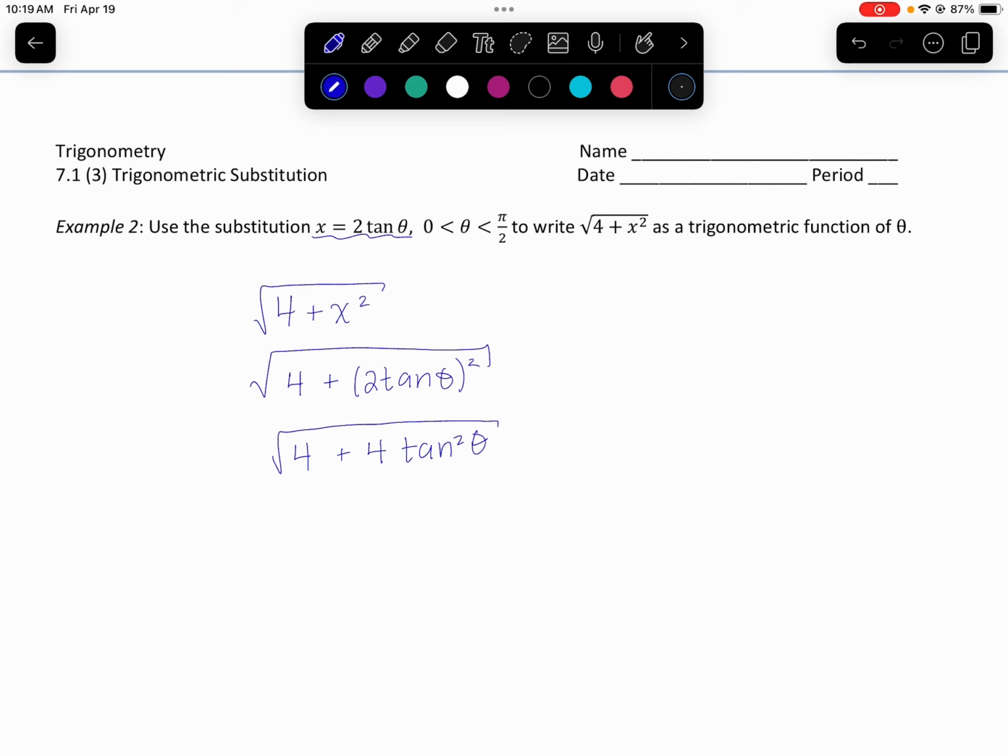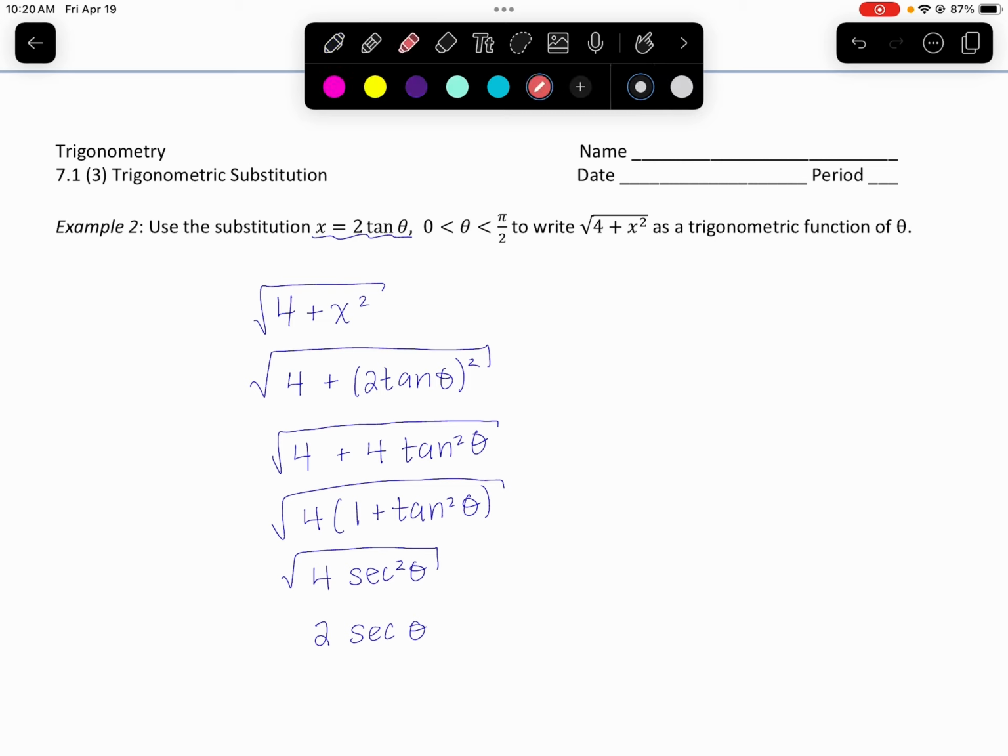And then when I look at this, I see that each expression has a 4, so I'm going to factor out that 4. That becomes 1 plus tangent squared of theta. 1 plus tangent squared is going to be secant squared. Again, that's a Pythagorean identity. And now that I just have 4 times secant squared, I can now take the square root of both of them. So the square root of 4 is 2. The square root of secant squared is just secant. And that's all we can do.